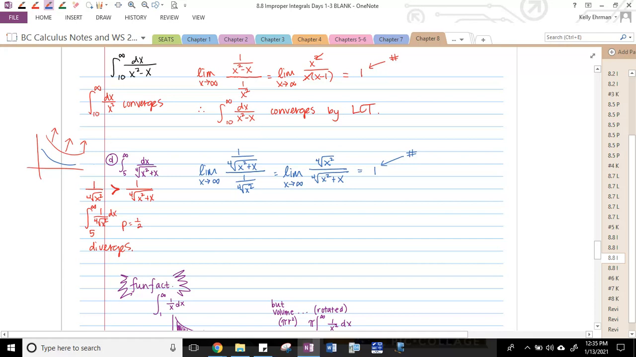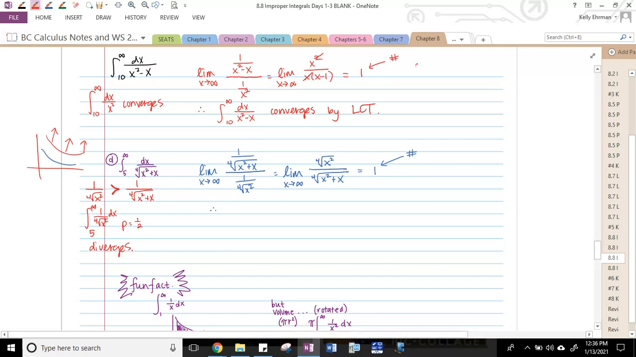Then if I don't choose a 2 in my known integral, maybe I'll have another number here. That's why it can be any number, but a lot of times you're going to get 1. Okay, anyway, so since I got a number, I know that these two functions act together.